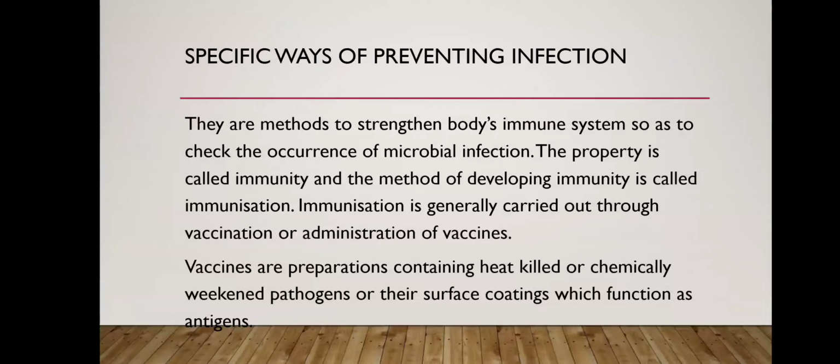So children, just write down the definition of the vaccine: vaccines are preparations which contain heat-killed or chemically weakened pathogens or their surface coating which function as antigens. Here these weak or dead germs act as antigens. By this method we are strengthening our immune system so as to check the occurrence of microbial infection. When our immune system is strong, it will be able to fight against the microbe. The property is called immunity, and the method of developing immunity is called immunization, which can be developed by the vaccine, either given orally or injected into the body.